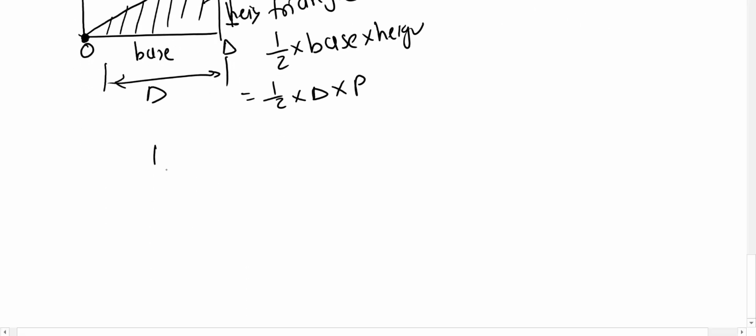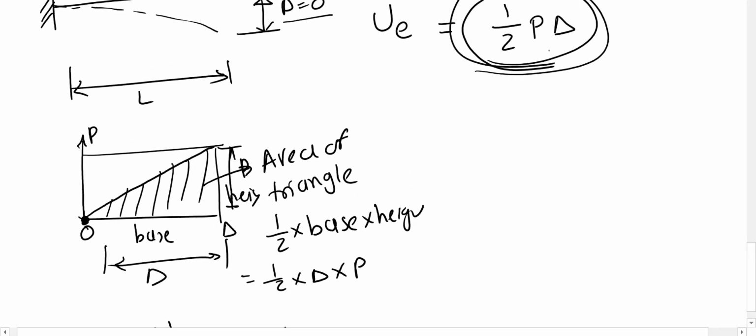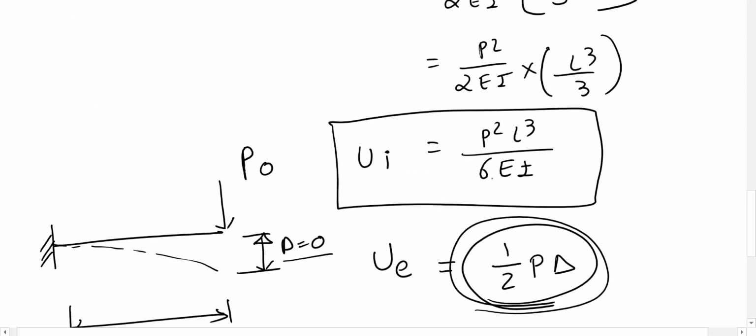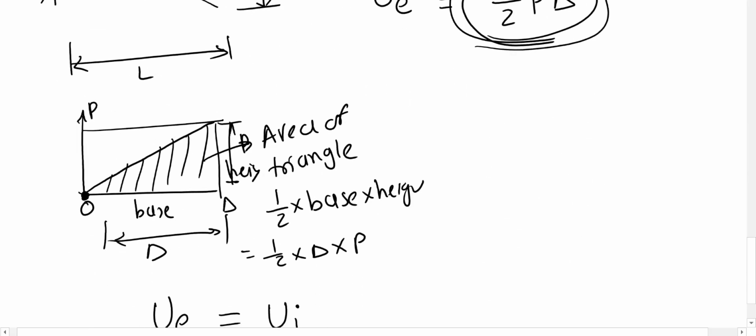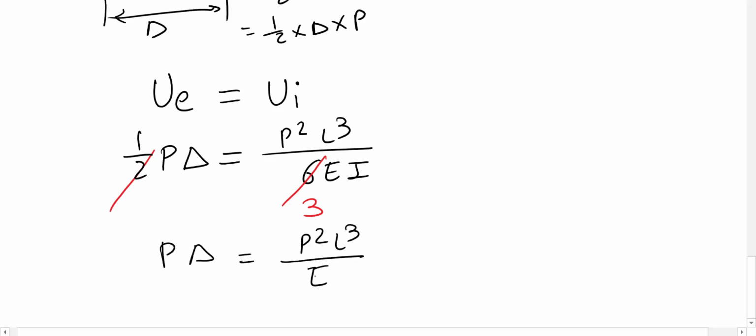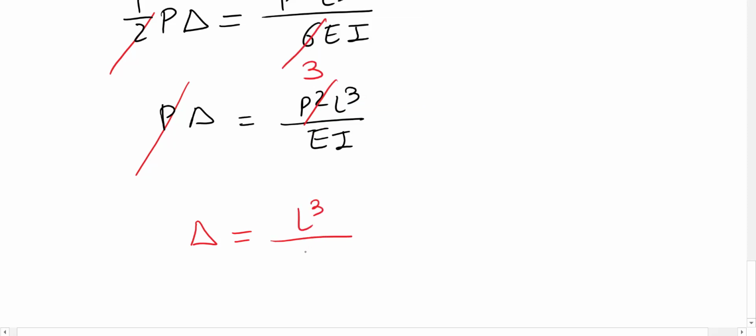Now to calculate deflections, external work done equals internal energy. External work done is 1/2 P delta. Internal energy is P squared L cubed over 6EI. Now we can cancel the factor of 3 first. So we have P delta equals P squared L cubed over EI, and then we can cancel this P and this square. So finally we have delta equal to L cubed over EI, and that is times the remaining P.